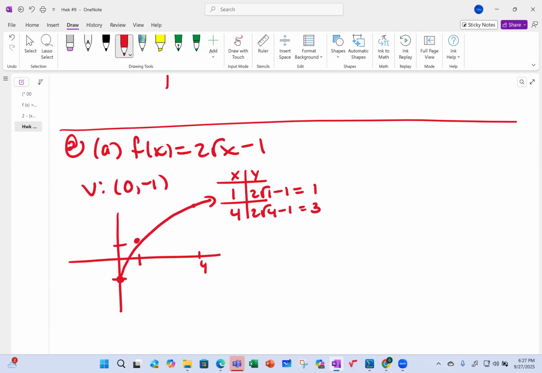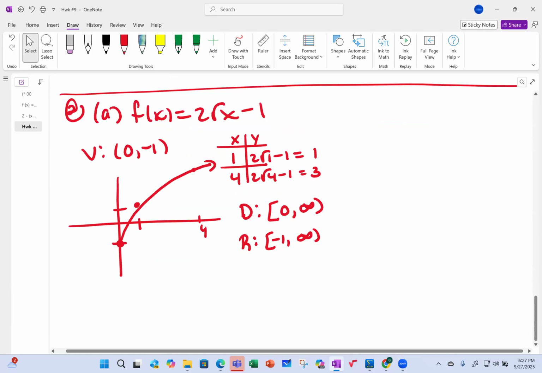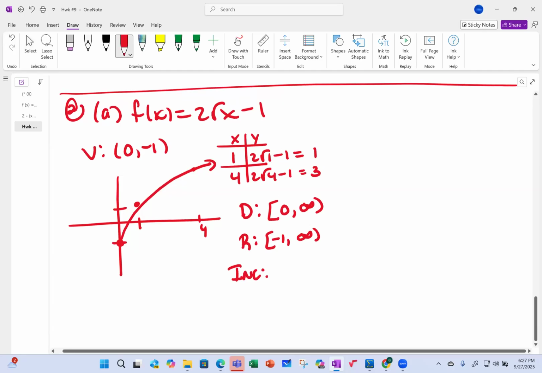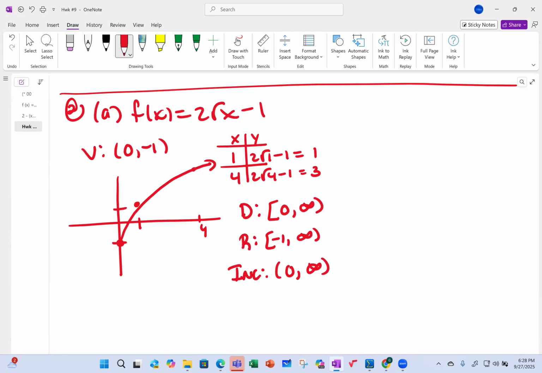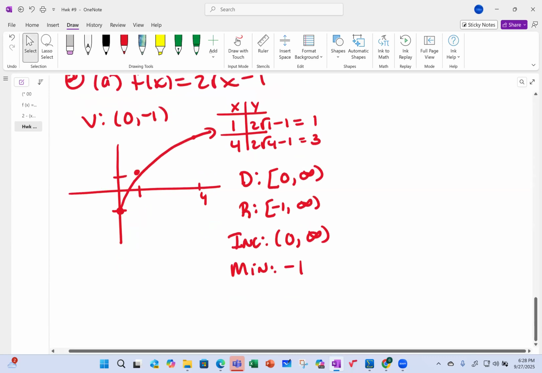It's a steeper looking square root function. The domain is not all reals. It starts off at 0 and goes to infinity. The range of the y's goes as low as negative 1 to infinity. This function is only increasing when x is 0 to infinity. It has a minimum value of negative 1.